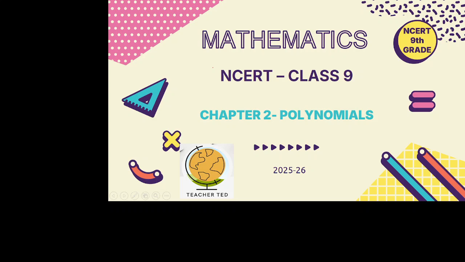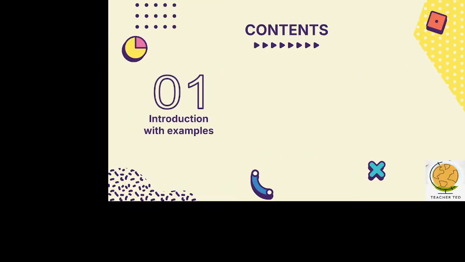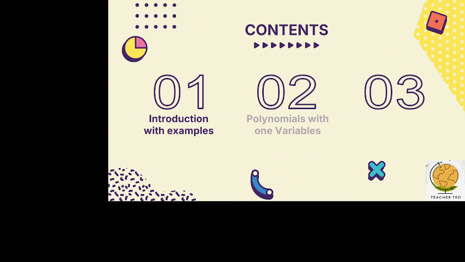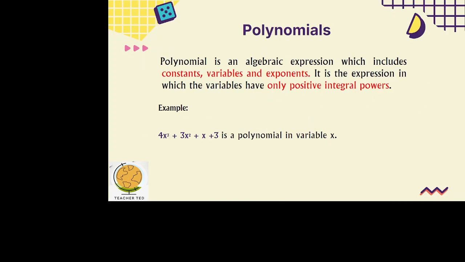Hello viewers, welcome back. Today I'm going to explain Chapter 2, Polynomials, NCERT Class 9. I'm going to discuss the introduction of polynomials with examples. After that, polynomials in one variable, and we are going to discuss the types of polynomials. Let's start with the introduction.